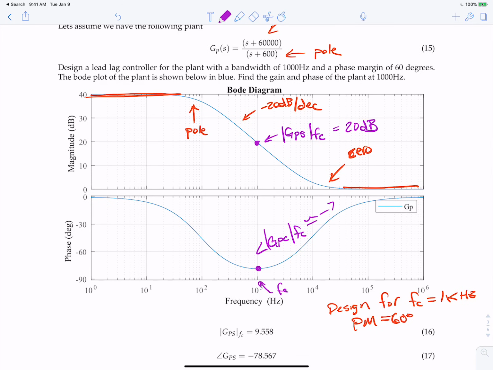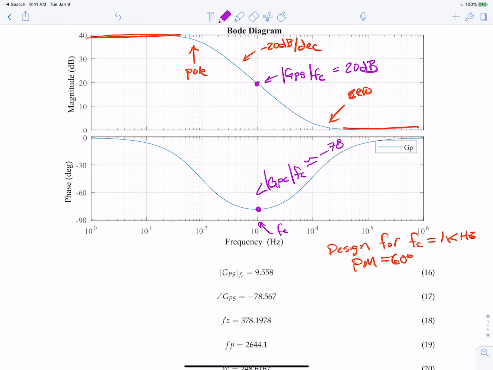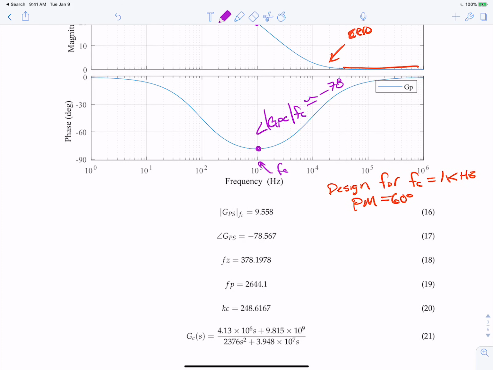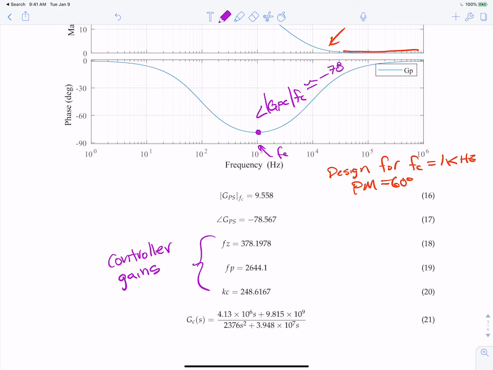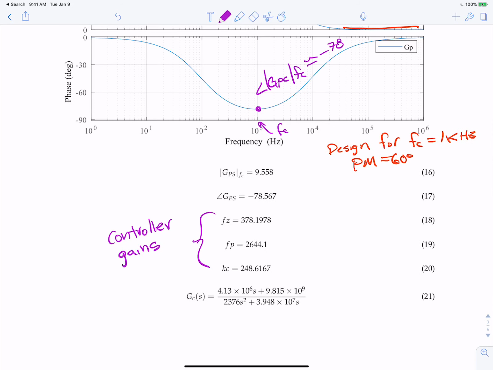Okay, cool. Now what we're going to do is try to design a controller that will give us a crossover frequency of 1 kilohertz and a phase margin of about 60 degrees. So you can follow those equations up at the top. If you do that, these are what you get for your controller gains. Looking at these numbers, they're pretty meaningless, but let's take a look at the actual controller on the Bode plot to see if it makes sense. If you plug these numbers into the controller, this is what you get, and that is our lead-lag controller. Now let's plot the lead-lag on a Bode plot and see if this makes sense.